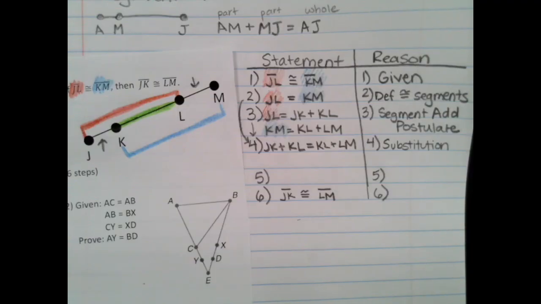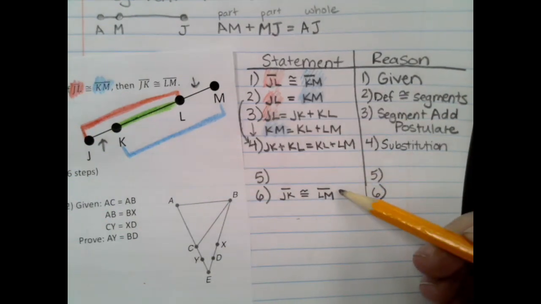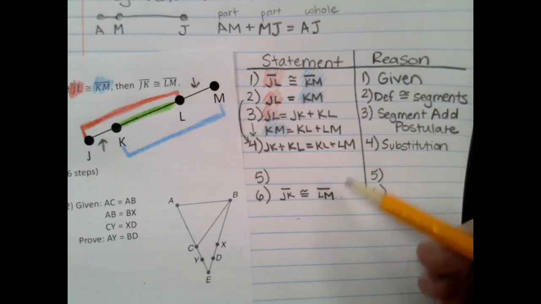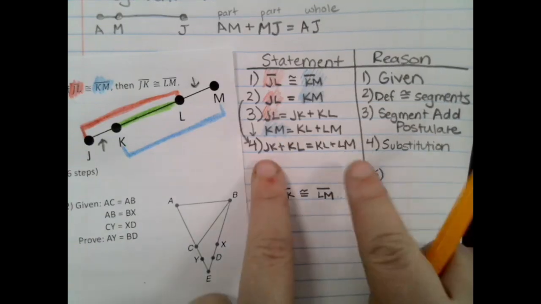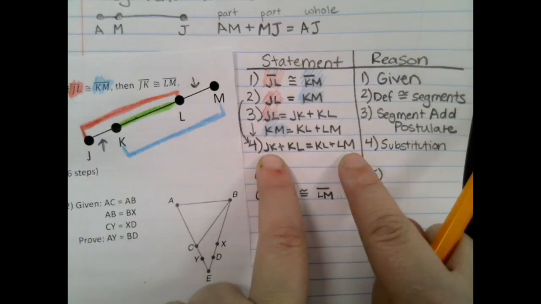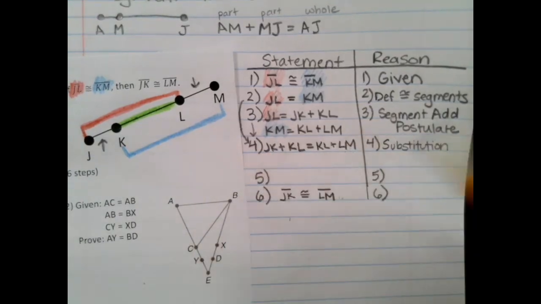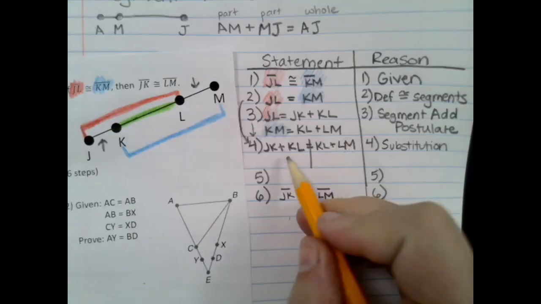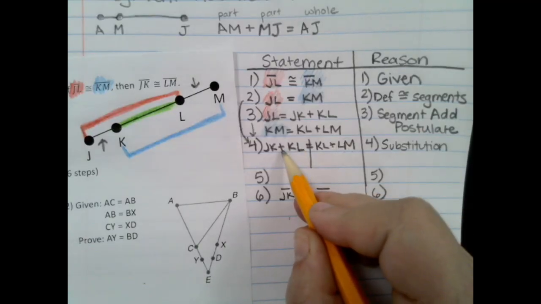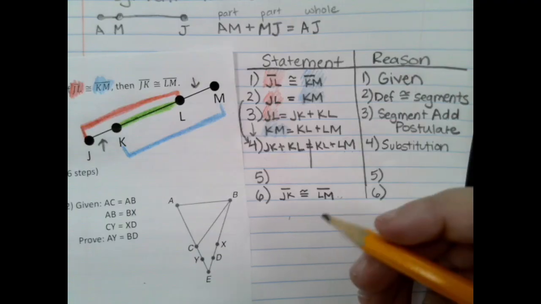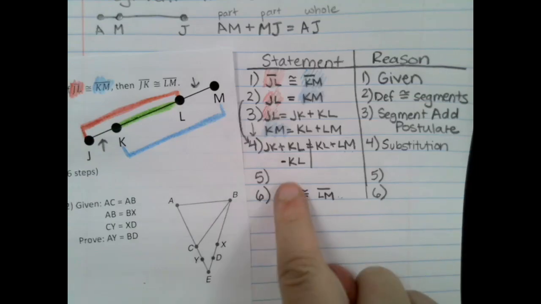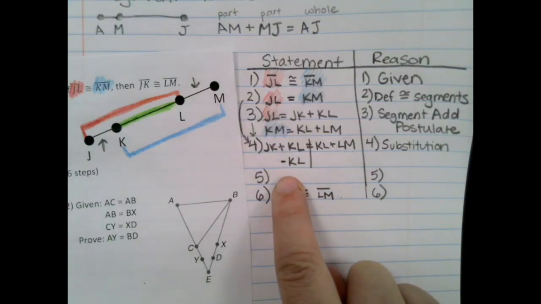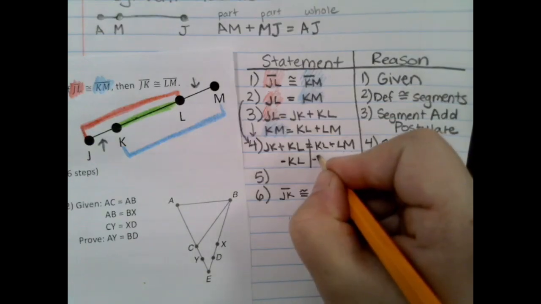Okay, now this is the part, again, where if I didn't know how to do a proof, I'd be like, how am I getting from this to this? Well, when I look at step 4 to step 6, I know I just want JK and I just want LM. So what do I need to get rid of to only have JK and LM? KL. And with that KL, what are we doing with KL? We're adding it. So if I wanted to get rid of it, how would I undo adding? Subtracting. I can subtract, that's okay, as long as if I do it on one side, I have to do it on the other side.